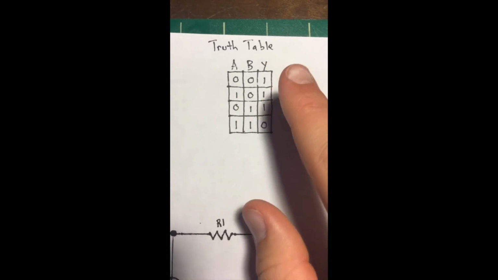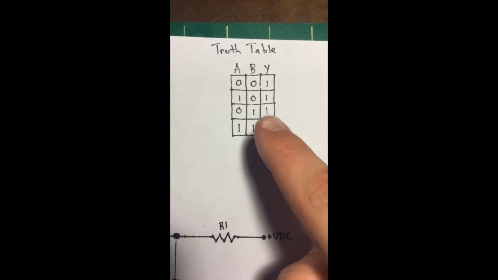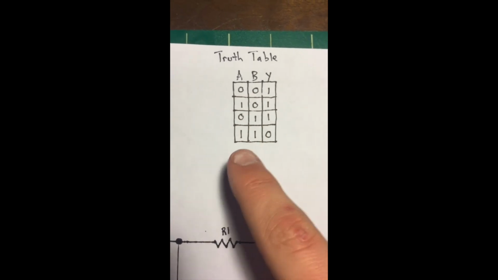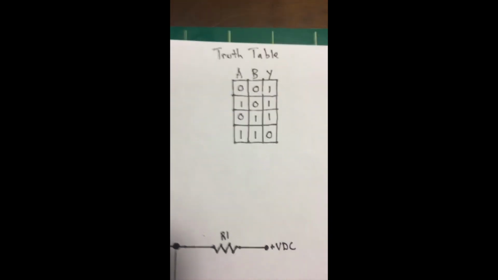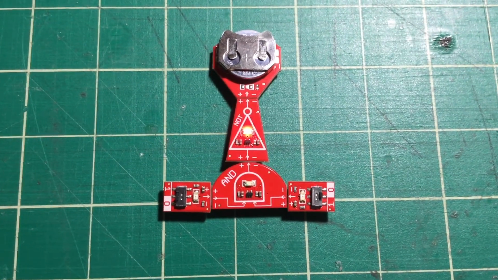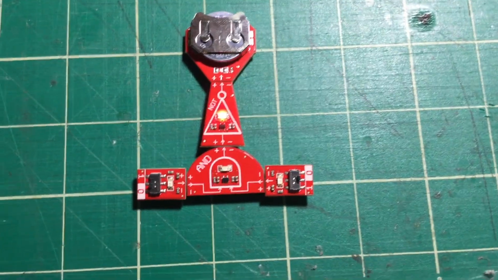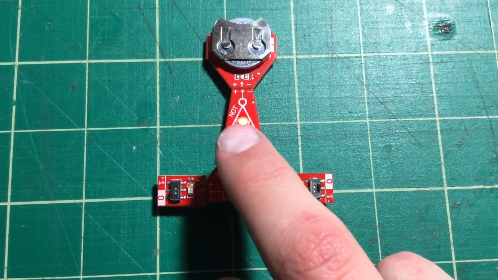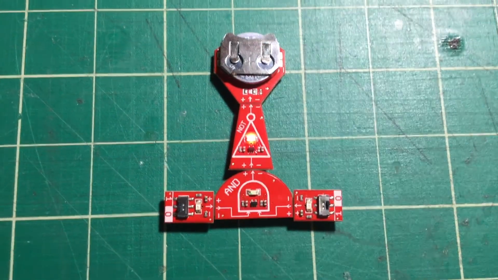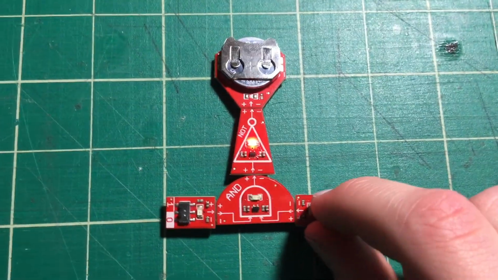You can see the output is 1 for these three here, but if both inputs are equal to 1, then the output is 0. Now this is the SparkFun NAND gate. You can see right now both inputs are set to 0 and the gate is on, so the output is 1.